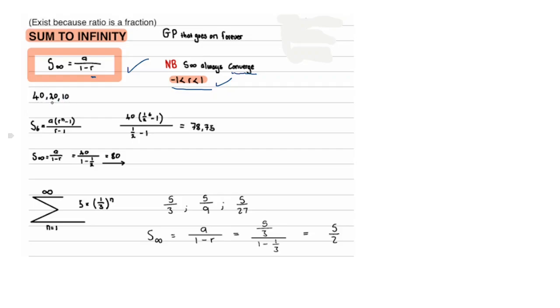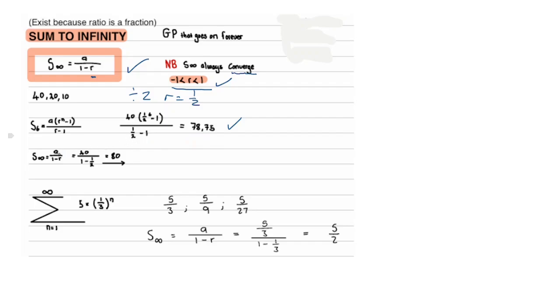So I give you the terms 40, 20, and 10. So you can see that the ratio is dividing by 2. How do you write divide by 2 as a ratio? You write it as a half. So the ratio is a half. The first term is 40, and they want the sum of 6 terms. So I just plug it into the formula for the sum of a geometric, and out pops my answer 78.75.